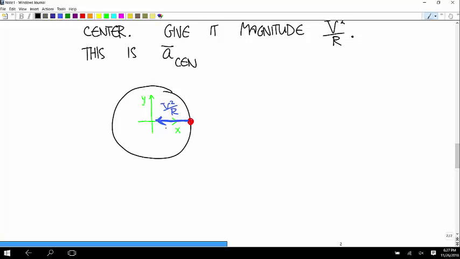And notice the way I have this drawn here, in this example, we can write this as vector components. So the centripetal acceleration vector, that arrow's pointing in the negative x direction. You see that? And it has a magnitude of v squared over r, so we can write this as negative v squared over r for our x component, and then 0 for our y component.